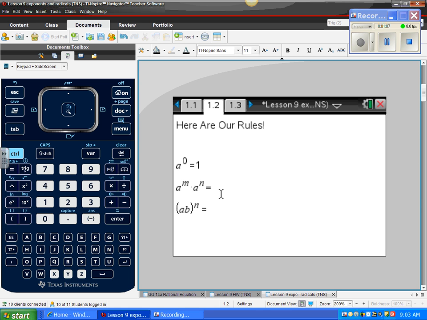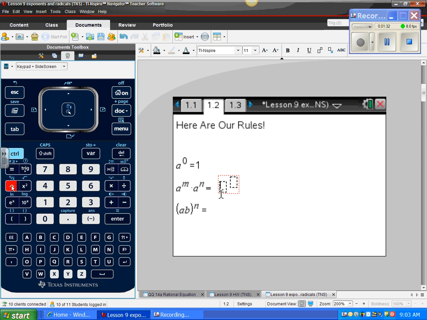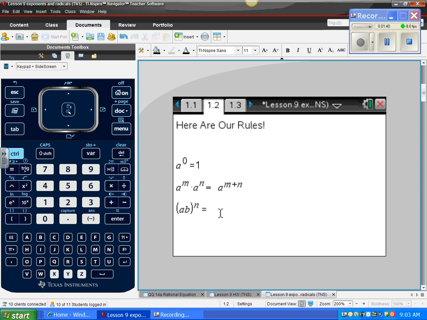All right. A to the m times a to the n. I do add the exponents. So if we have a common base, what's our base? A. If I'm multiplying common bases, I add their exponents. So we get a raised to the m plus n. When you multiply common bases, you add the exponents. If you hit Control M first, it makes it easier to type. Just a thought.